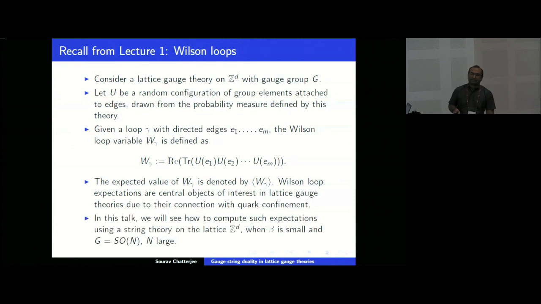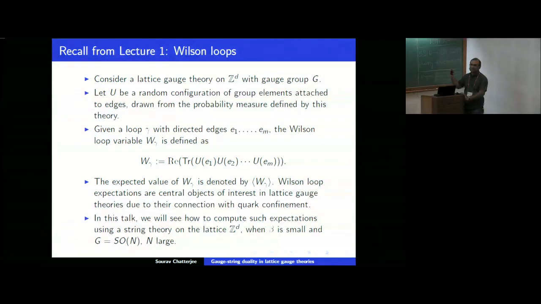So what we will see in this talk is how to compute such expectations approximately when N is large, and the group is SO(N) for large N, and you have this lattice Z^D, any D is fine, and beta is small enough. Okay? So this is what I'm going to tell you: representing these Wilson loop expectations in terms of a string theory on the lattice. Okay, that is the basic premise.